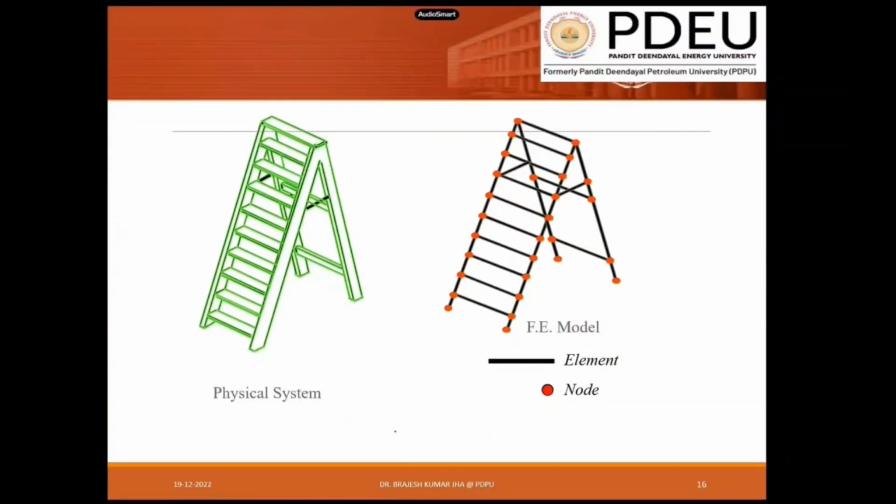So what we can see here is the actual physical system, and this is the finite element model that we define in such a way. The whole structure is discretized in the form of elements and nodes. This is an element, and these edges are known as nodes. Any physical structure can be discretized in the form of elements.